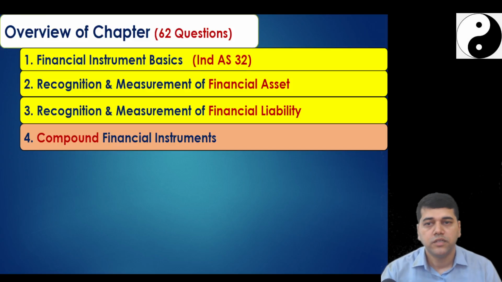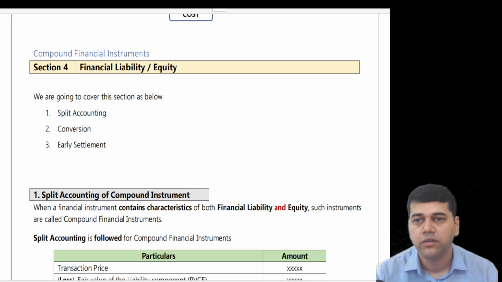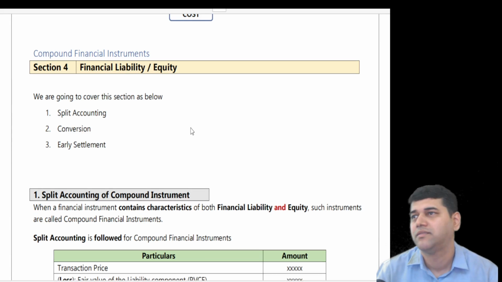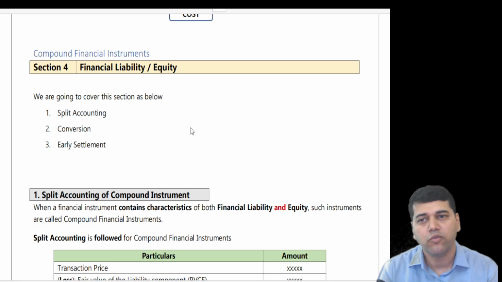We will start with the new aspect. So you have understood the definitions, recognition of the financial assets, recognition of the financial liability. So the next thing we will move on to is the compound financial instrument. Actually, it's very simple. You know financial asset, you know financial liability. What is the compound instrument?